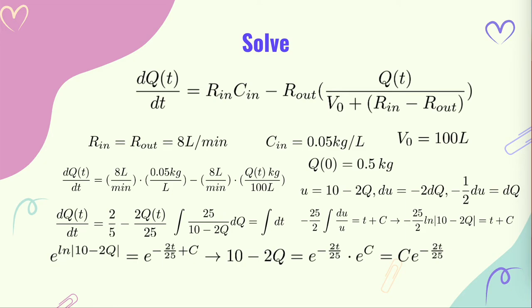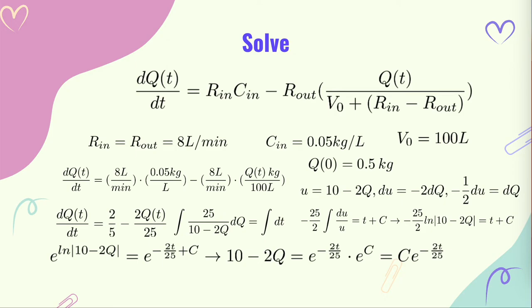So that's where this next step is coming from, this e to the ln of 10 minus 2q, and then this e to the power of negative 2t over 25 plus c. On the left-hand side, after I've done those two steps, the e and the natural logarithm are going to cancel out. I'm just going to get 10 minus 2q. And then that's going to be equal to e to the power of negative 2 over 25t plus c.